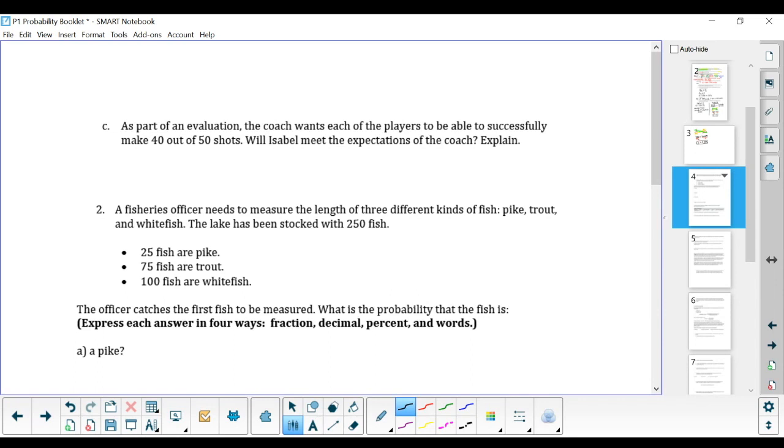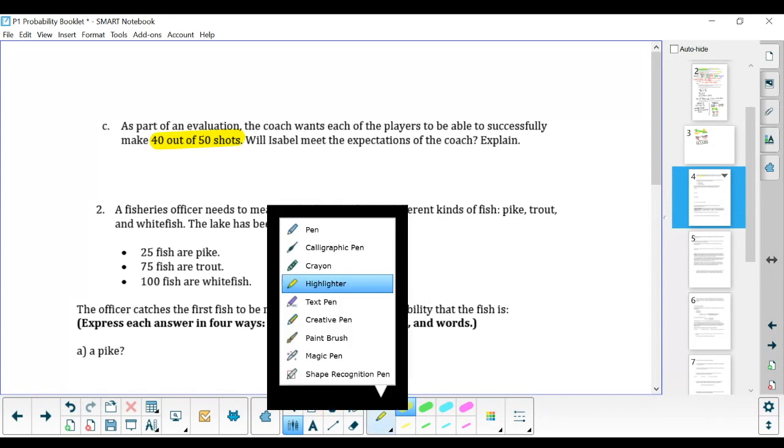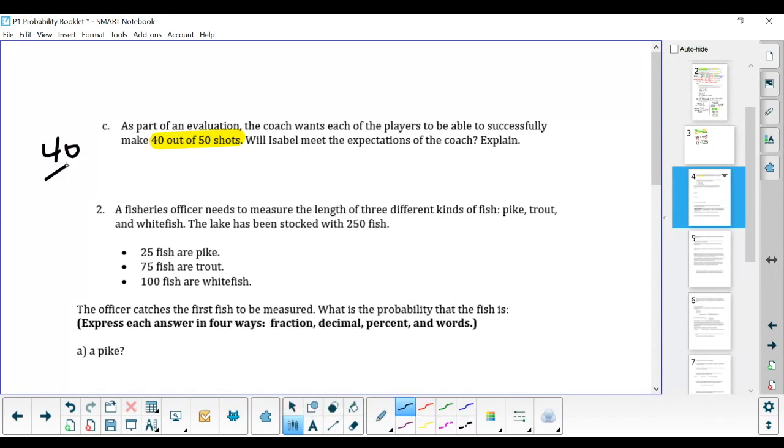In part C, it says, as part of an evaluation, the coach wants each of the players to be able to successfully make 40 out of 50 shots. Will Isabel meet the expectations of the coach? Explain. So if we look at this percentage here, this probability, the coach is expecting 40 out of 50 shots. So 40 out of 50 gives us a decimal of 0.8, otherwise known as 80%. Isabel has a shooting percentage of 70%.